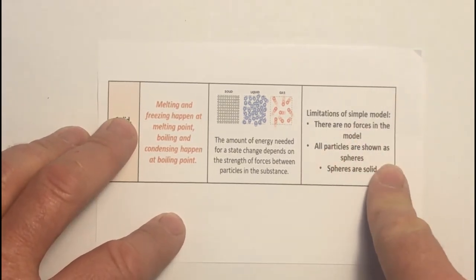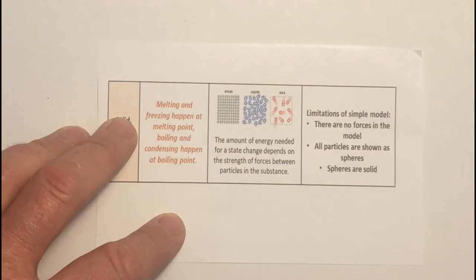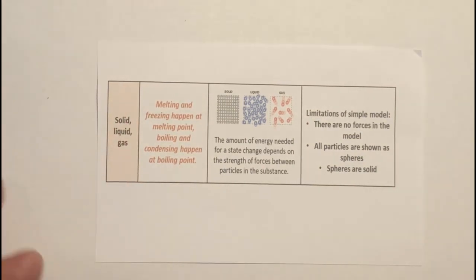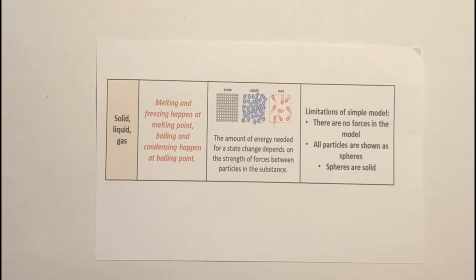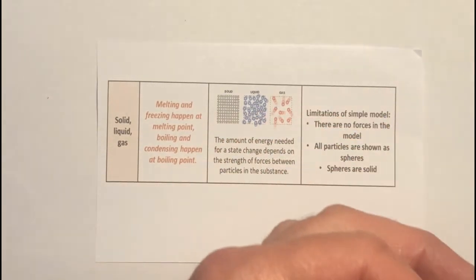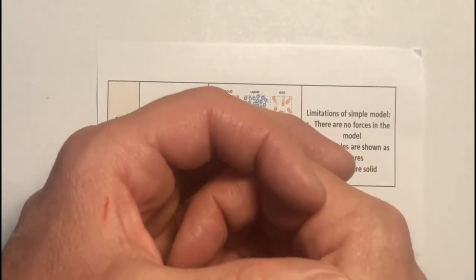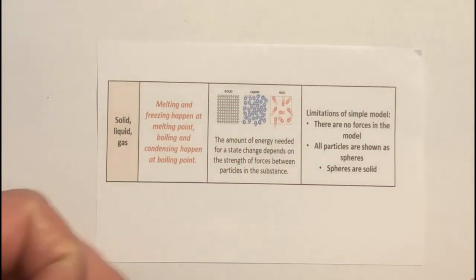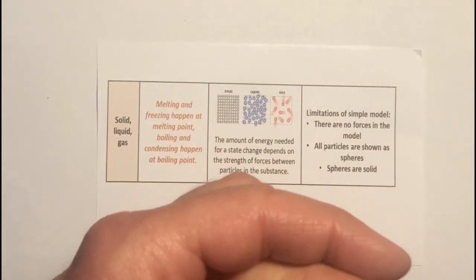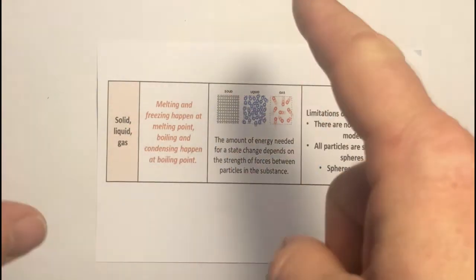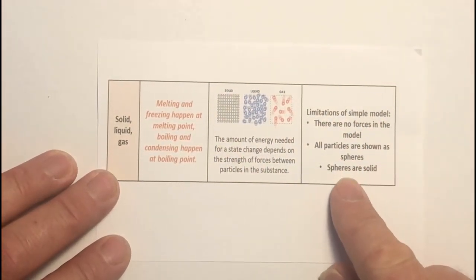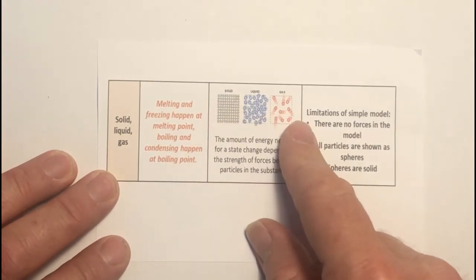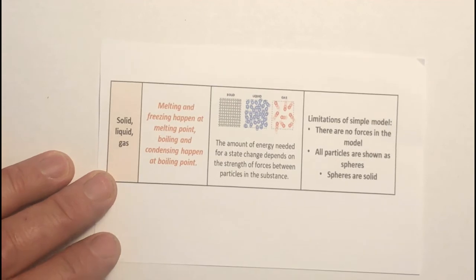All particles are shown as spheres. They're not spheres. Later, when we talk about the actual particles themselves, they're made of protons, neutrons and electrons. Right in the middle, in the nucleus, you've got protons and neutrons, a tiny little area in the middle, and the electrons are then flying around the outside. So they're not a sphere, and they're definitely not a solid sphere. So those are the limitations. Common question.